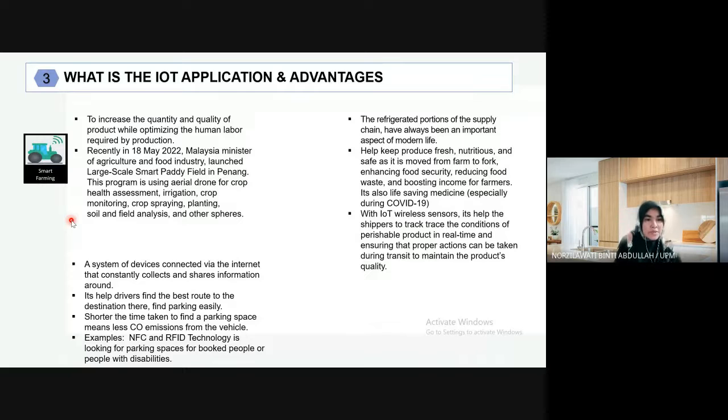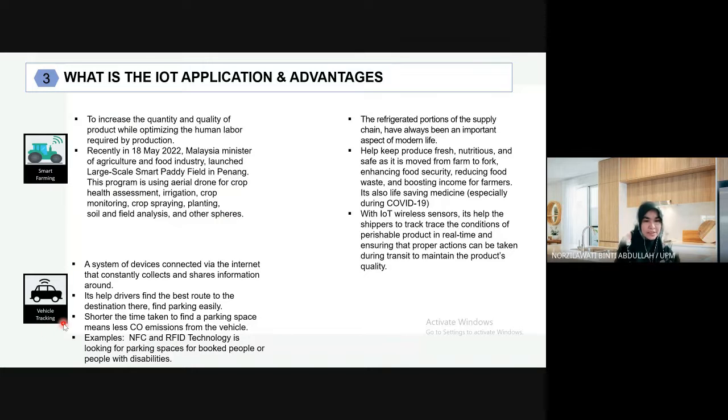Okay, this is for smart farming, to increase the quantity and quality of products while optimizing the human labor required by production. Recently, on 18 May 2022, the Malaysian Minister of Agriculture and Food Industry launched a large-scale smart paddy field in Penang, where these programs use aerial drones for crop health assessment, irrigation, crop monitoring, crop spraying, planting, soil and field analysis, and other uses.